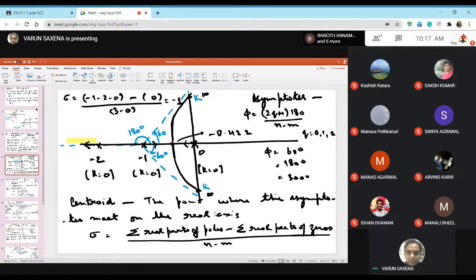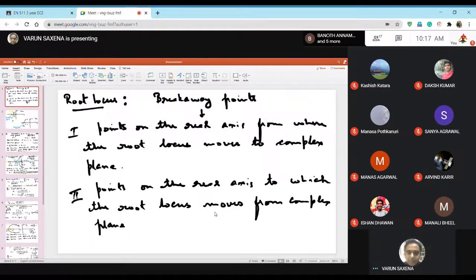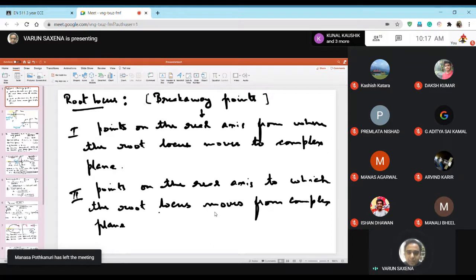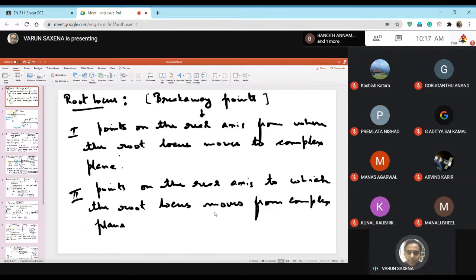Okay. So Manali, the thing is, we started with certain aspects of root locus. The one aspect is breakaway points, and I wanted to discuss this in detail. So we know that these breakaway points lie on the real axis, and there are two possibilities. One is that these points are on the real axis, from where the root locus moves away from the real axis to the complex plane. And the second case is that the root locus is in the complex plane, and from there it comes and falls on the real axis.